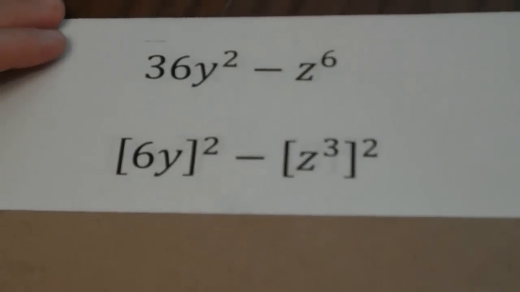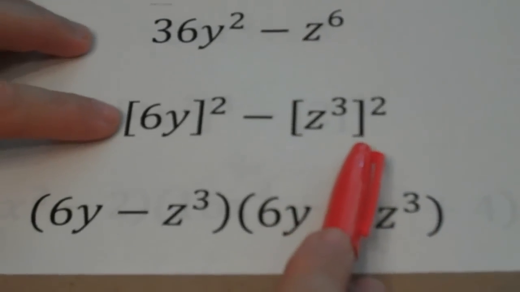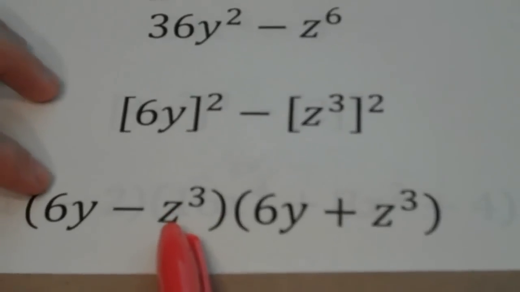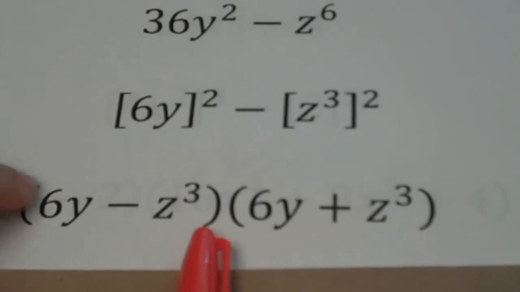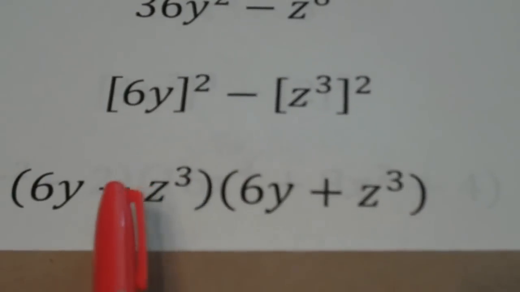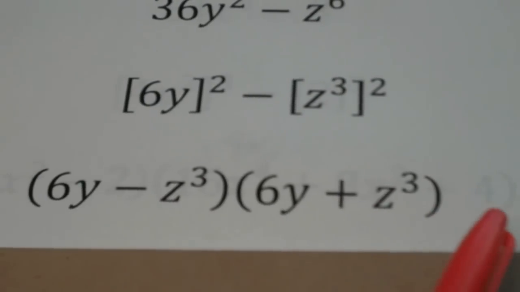To factor this, the first parenthesis, I merely take off the squares, which leaves me with my 6y minus my z cubed. My second parenthesis is exactly the same as the first parenthesis, except the minus becomes a plus. And I've now successfully factored the difference of two squares.